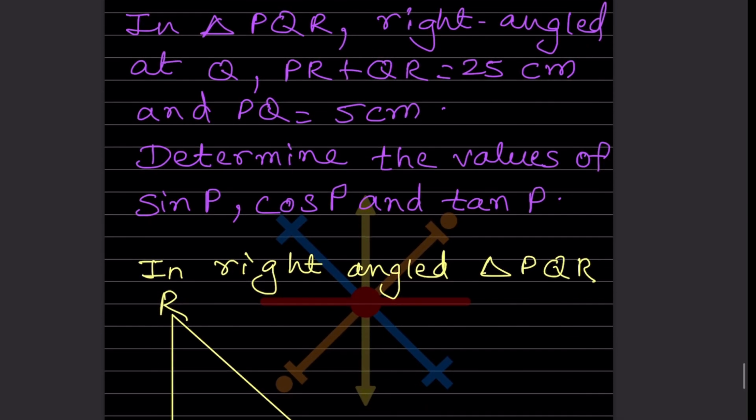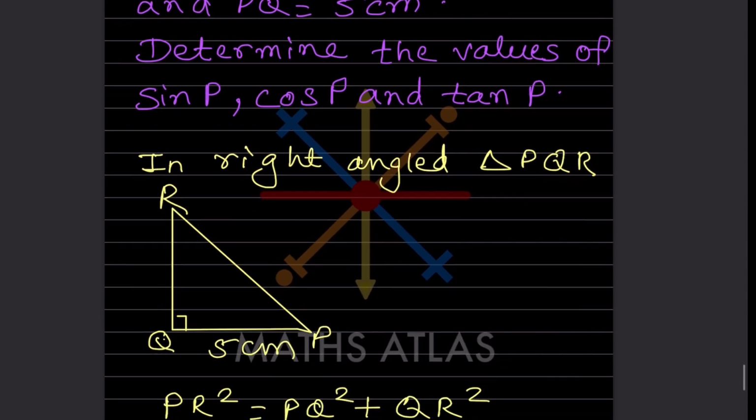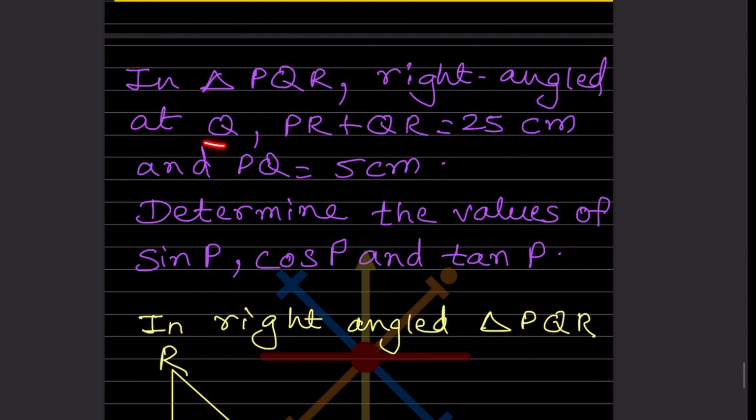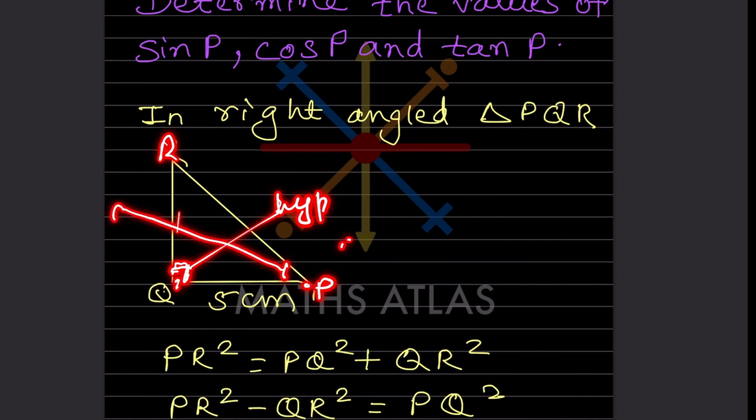Now, in triangle PQR, right angle at Q, PR plus QR is 25 and PQ is 5. Determine the values of sin P, cos P and tan P. So, triangle PQR with a right angle at Q, so the Q should be here, and you can write P, Q and then R here. This will be the hypotenuse. Now if we are taking P, this is going to be the opposite side and this is going to be the adjacent side.